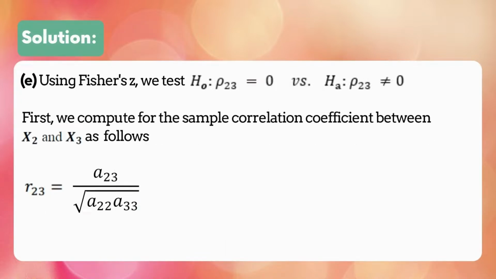To answer item 3E, we use Fisher's Z to test the null hypothesis that rho 2,3 is equal to 0 versus the alternative hypothesis that rho 2,3 is not equal to 0. First, we compute the sample correlation coefficient between x2 and x3 as follows. The sample correlation coefficient between x2 and x3, or r sub 23, is equal to a sub 23 divided by square root of a22 times a33.